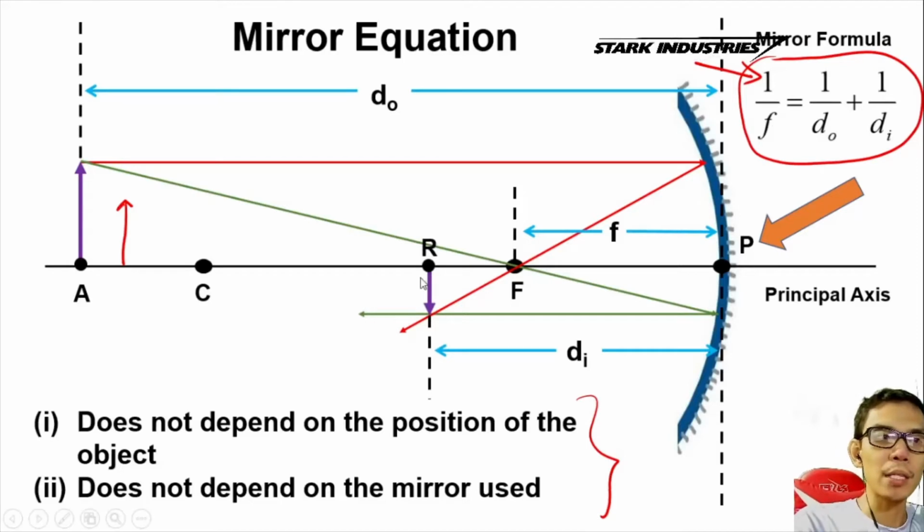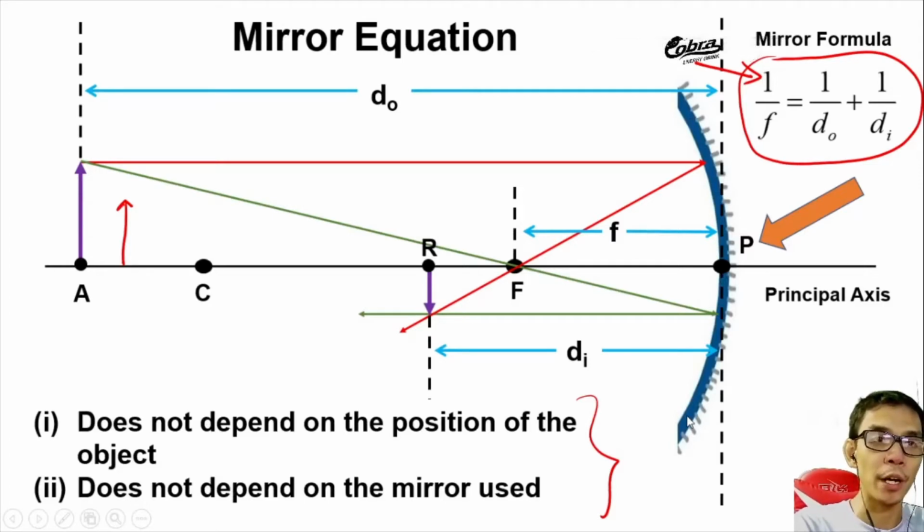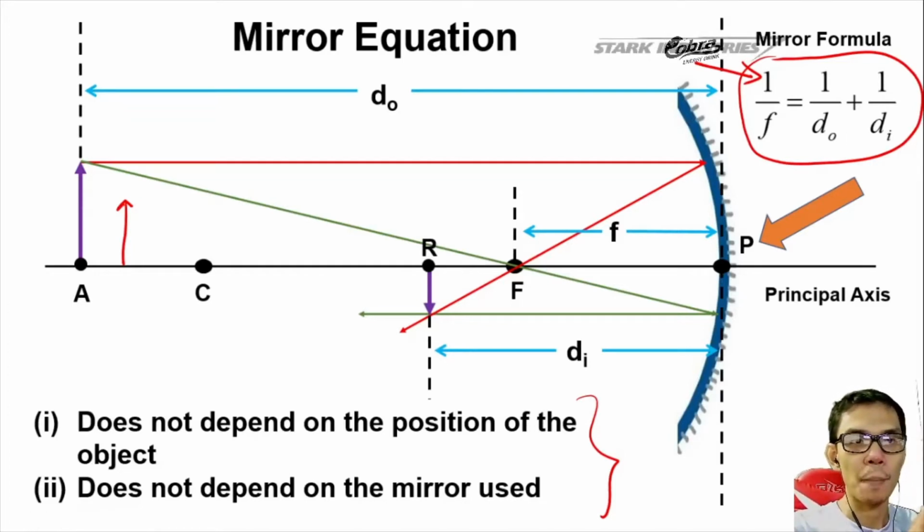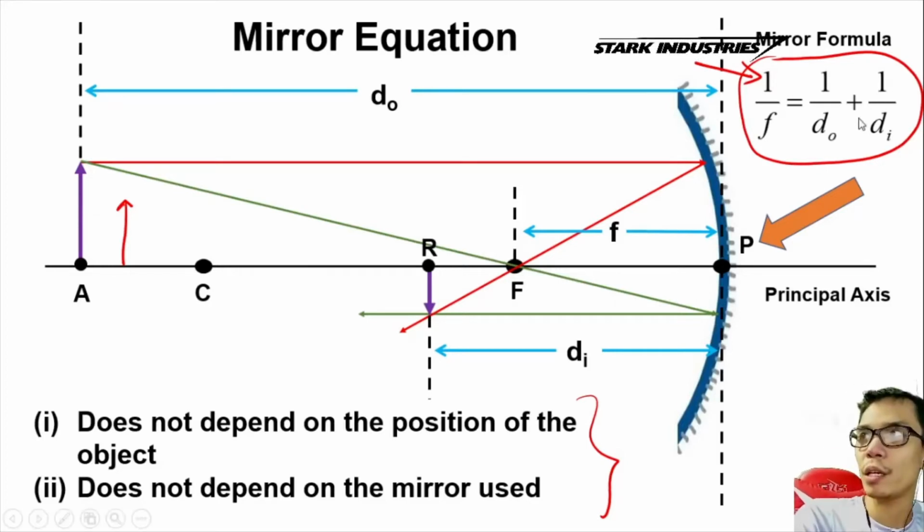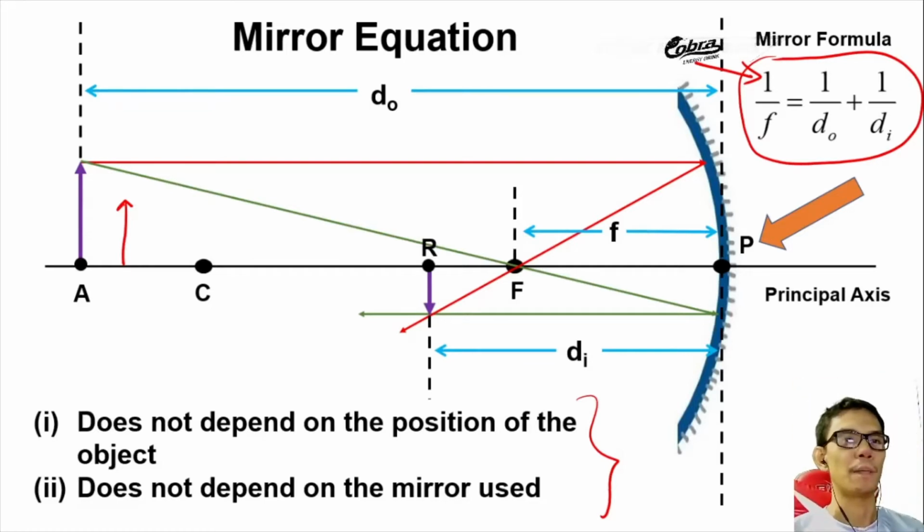Next, it doesn't depend on the mirror that is used. Whether it is a concave mirror or a convex mirror, it doesn't matter. It is the same formula. The formula doesn't discriminate what mirror you are going to use. This formula is not only available for one kind of mirror, but also the other kind of mirror. So convex and concave alike.